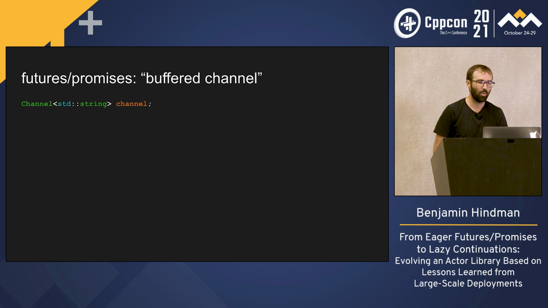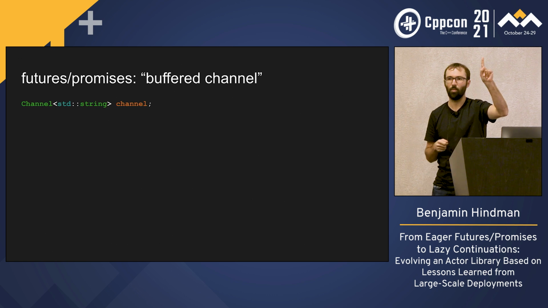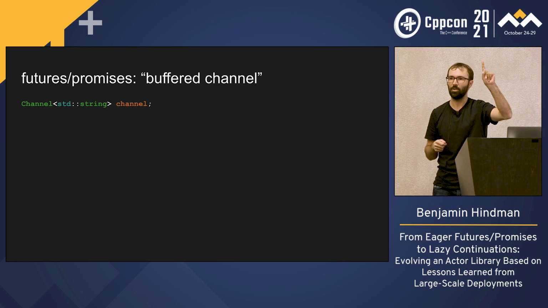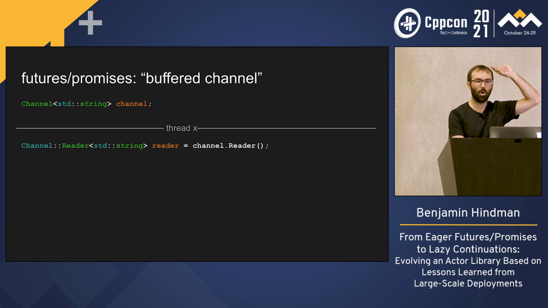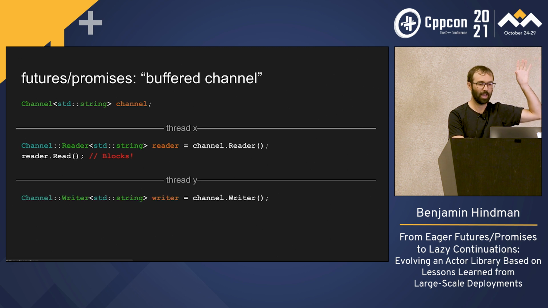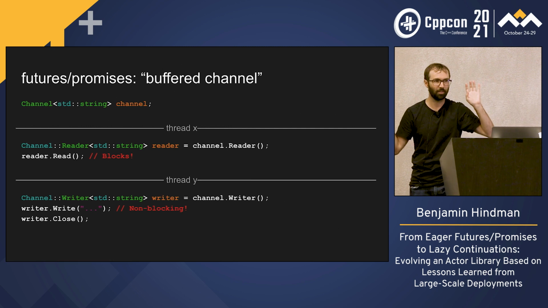The way I like to describe futures promises is they're kind of like a buffered channel where you only ever get to write one thing. You can think of it as a channel where you've got one thread that's got the read side, the reader, and when they want to get something out and they call read, they block. And you've got some other thread that's got the write side of the channel. When it wants to put something in, it calls write, and then it closes, because it only ever writes one thing.